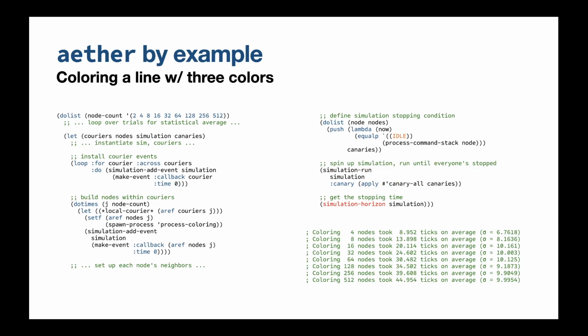And then maybe I'll wrap this whole thing in some kind of statistical average loop to get some expected runtimes out and see what happens. And you can see the output in the bottom right-hand corner of the slide. If I run this algorithm for 4 nodes, then it takes about 9 ticks in simulation time, not in wall time. And if I color 8 nodes, then it takes about 14 ticks, 16 nodes, 20 ticks, and so on.